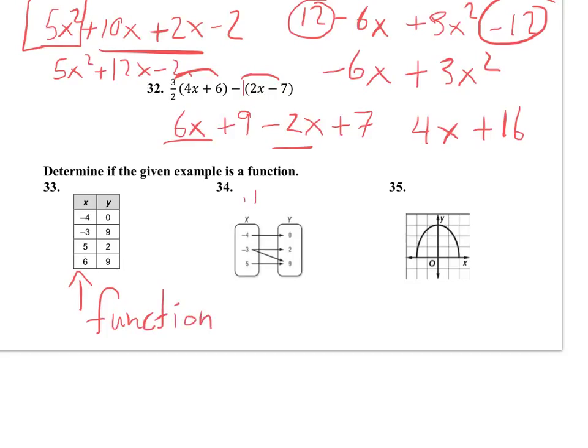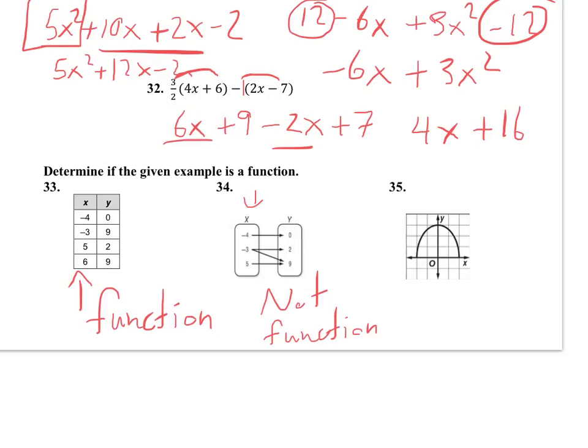I look again at the inputs. Hey, negative 4 goes to 0, negative 3 goes to 2, and a 9. That doesn't work, so that is not a function. Every input can only have one output. I can't put in a negative 3 one time and get 2, and then plug it in a different time and suddenly get 9. Doesn't work.